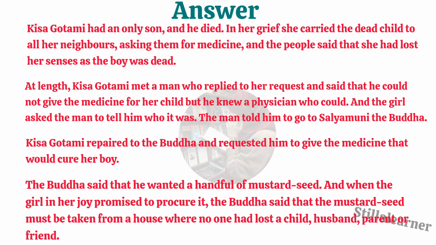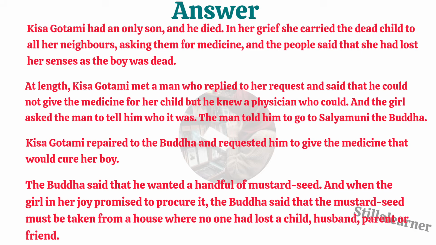Next, Kisa Gautami repaired to the Buddha and requested him to give the medicine that would cure her boy. Next one, the Buddha said that he wanted a handful of mustard seeds. And when the girl in her joy promised to procure it, the Buddha said that the mustard seed must be taken from a house where no one had lost a child, husband, parent, or friend. Okay, guys, this is the answer.